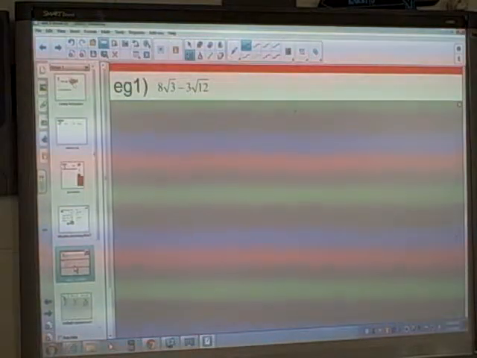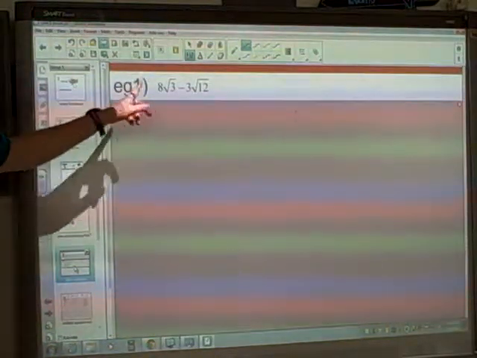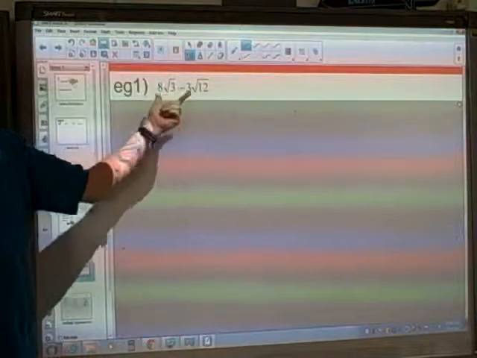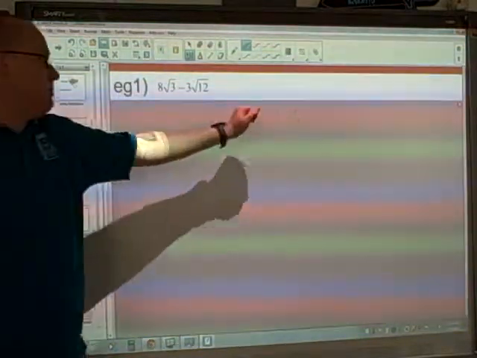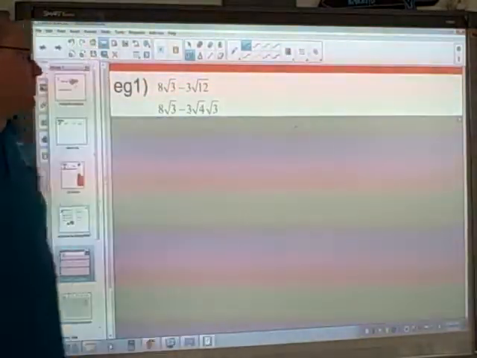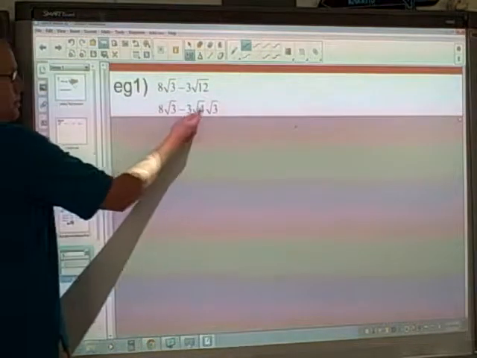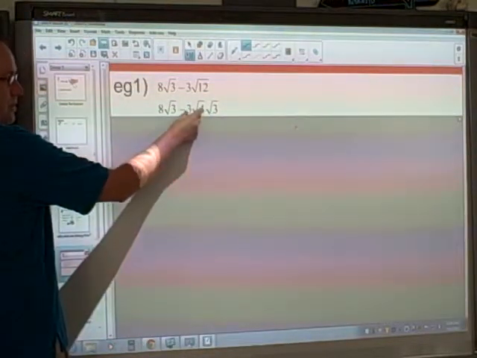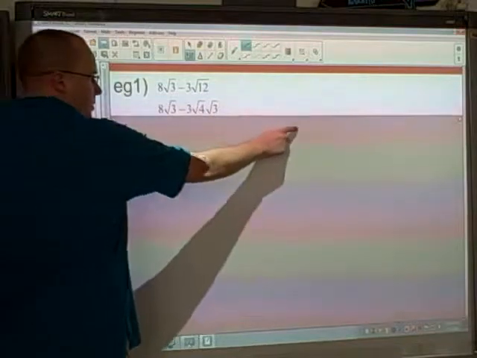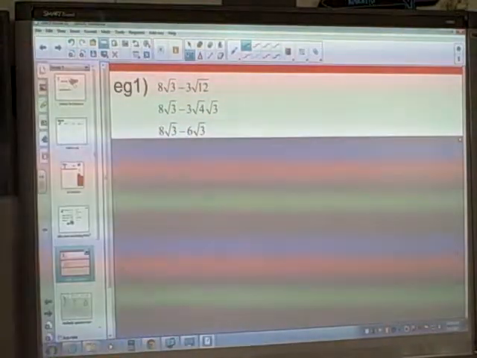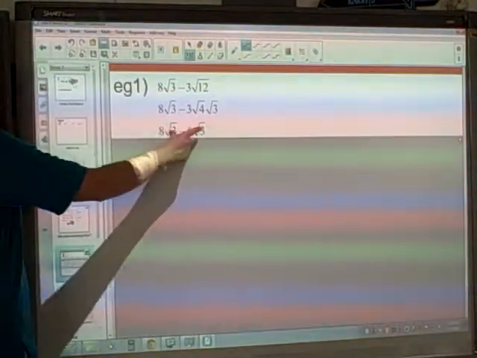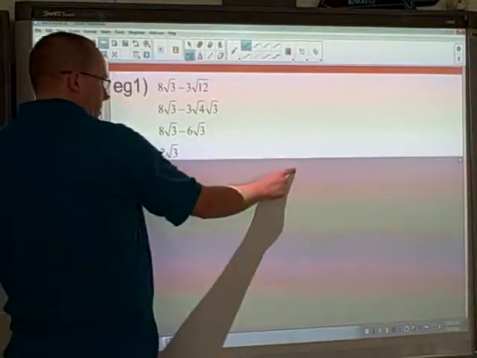So when we get questions like this, first of all, it looks like we can't add these two together because they're different terms, but 12 looks like we can simplify that. So 12 we can write as 4 and 3. Square root of 4 is 2. Times by this 3 is 6, so this is 6 radical 3. And then now we can combine them because these are like terms, so they're both radical 3's, and 8 take away 6 is just 2.